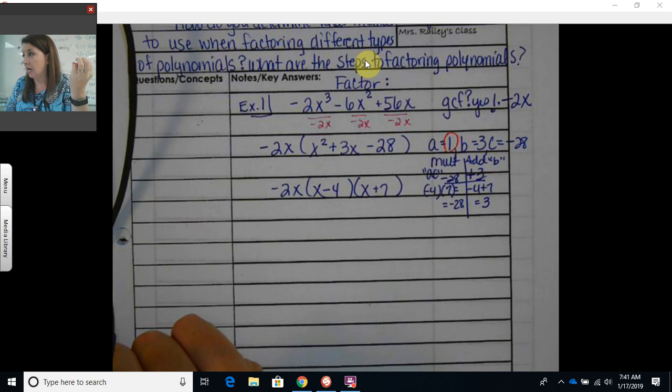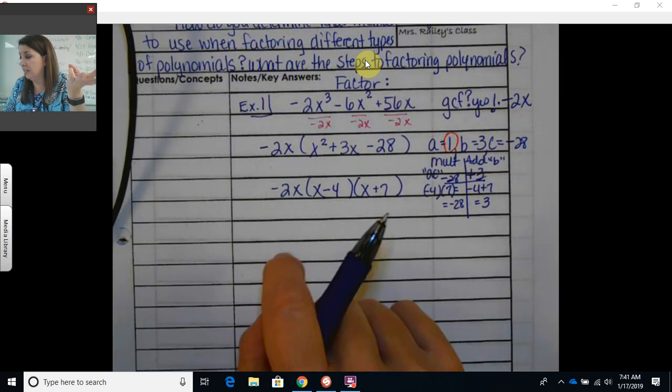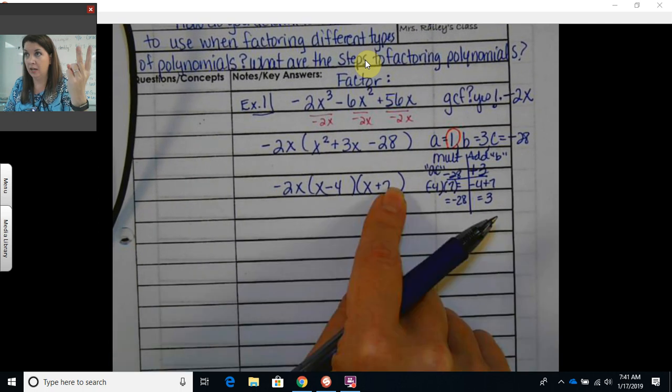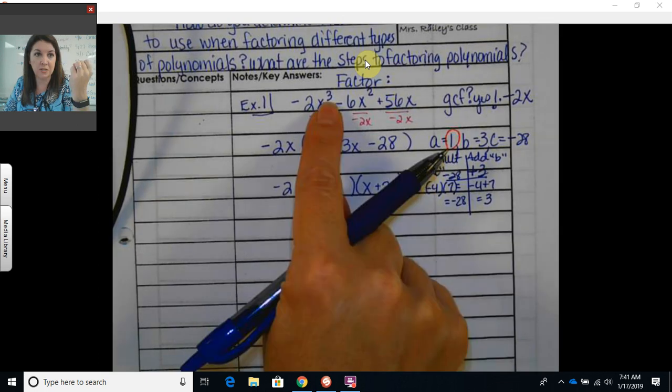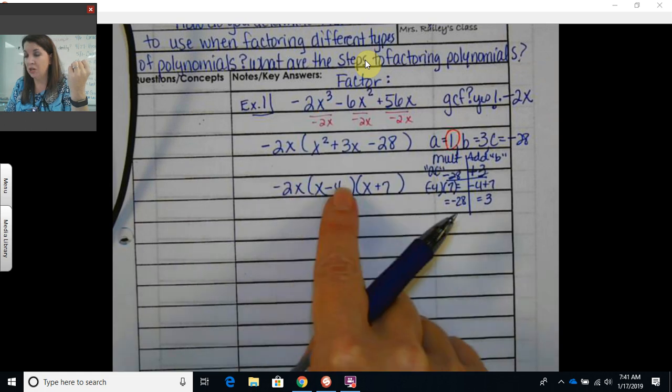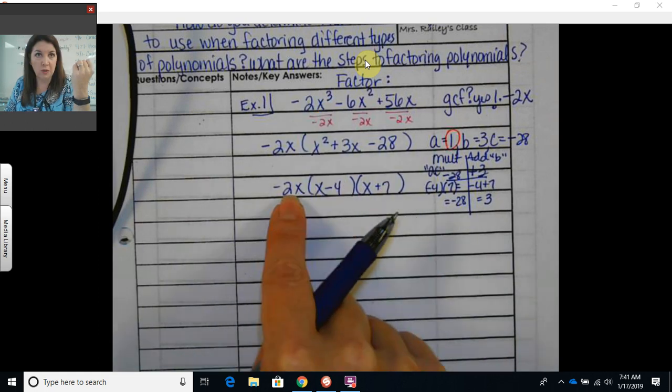If any of my solutions were imaginary, like if I had 1 imaginary solution and 2 real, that means it's only going to cross twice, and then you have an imaginary. But this is the maximum number of times it's going to cross the x-axis. You still need to have 3 solutions. So if I set negative 2x equal to 0, what would my solution be?